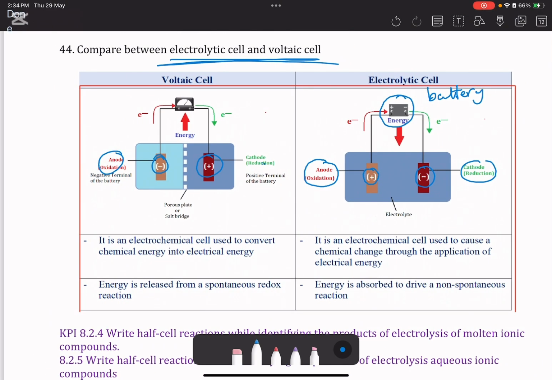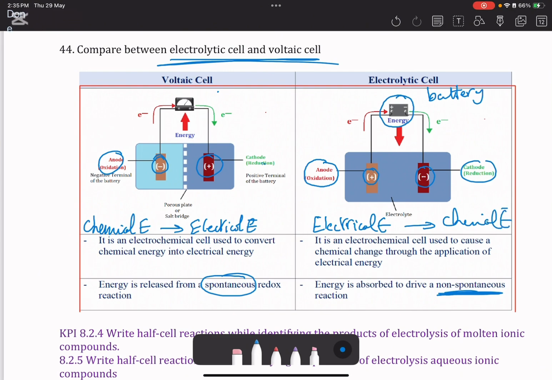And the last difference between these two is that the voltaic cell changes chemical energy and generates an electric current into electrical energy, which makes it spontaneous. Whereas in the electrolytic cell, a chemical reaction cannot start unless we have a power source, a battery. So here, it's a non-spontaneous reaction that's not going to happen without the use of a battery. So it converts electrical energy into chemical energy.